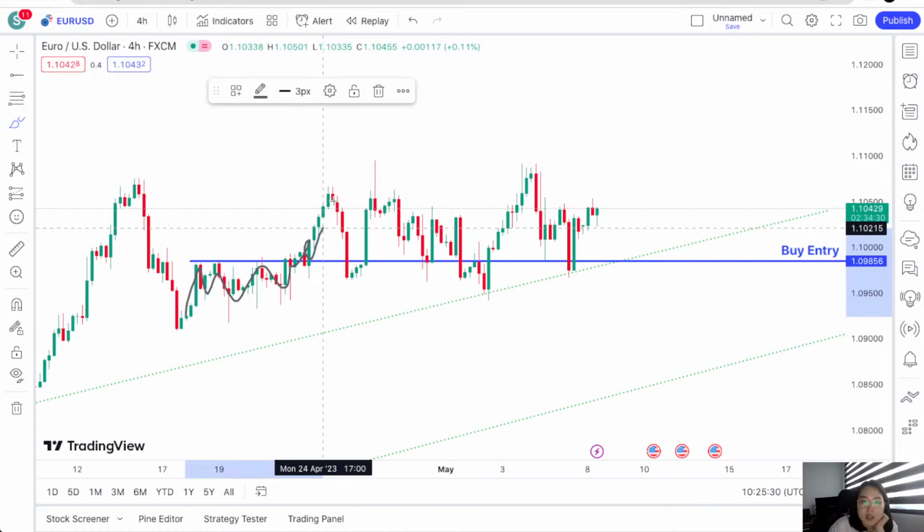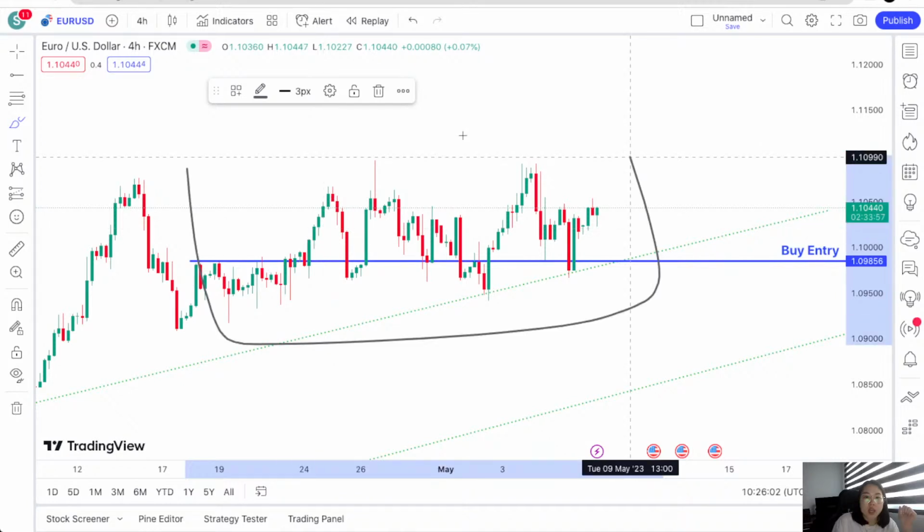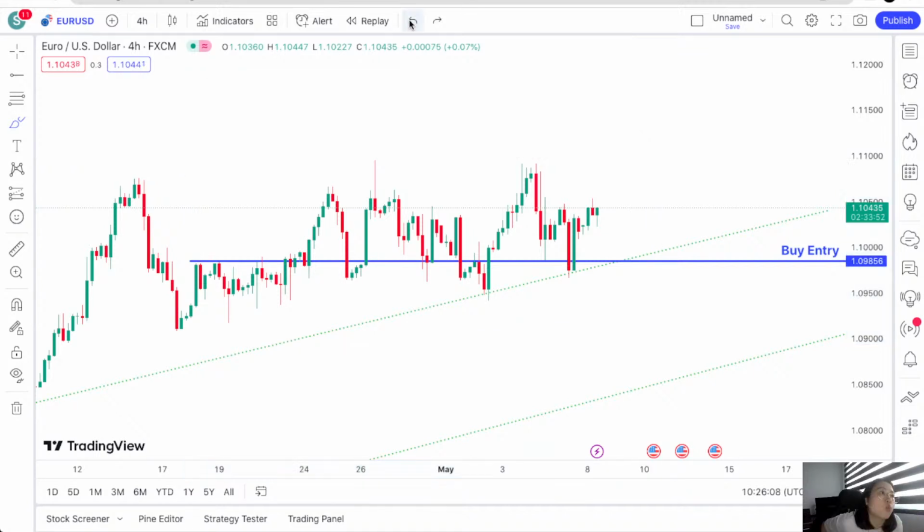Okay, so this buy entry, this area where I put the buy entry, that's the area where price rejected the most in this entire structure. In this entire choppy sideways market structure, this is where price rejected the most, and therefore that is where I expect price to reject again.